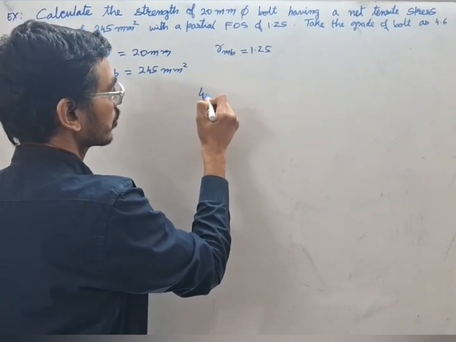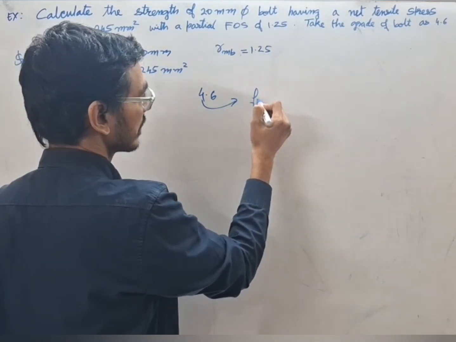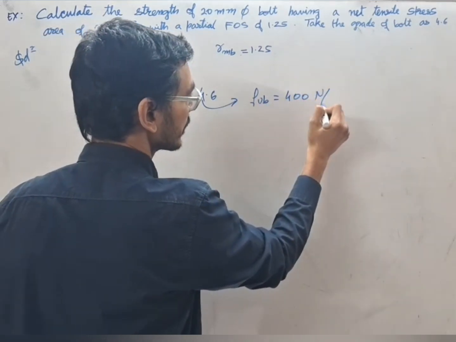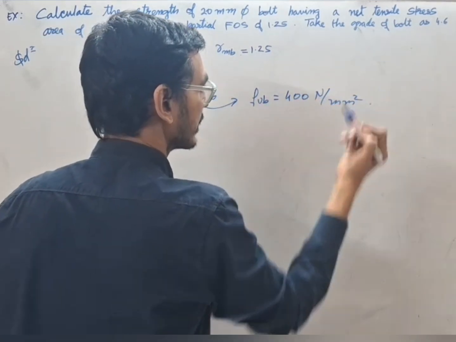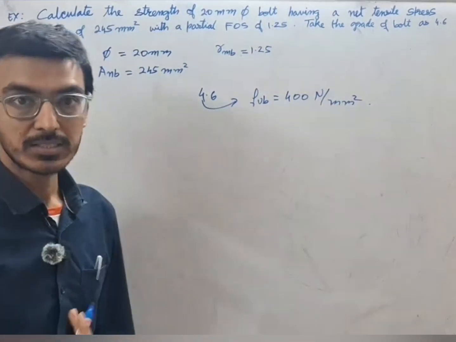Okay, so remember, grade of bolt 4.6 means FUB will be 4 into 100, that is 400 Newton per mm square. Now we have to find out the strength.